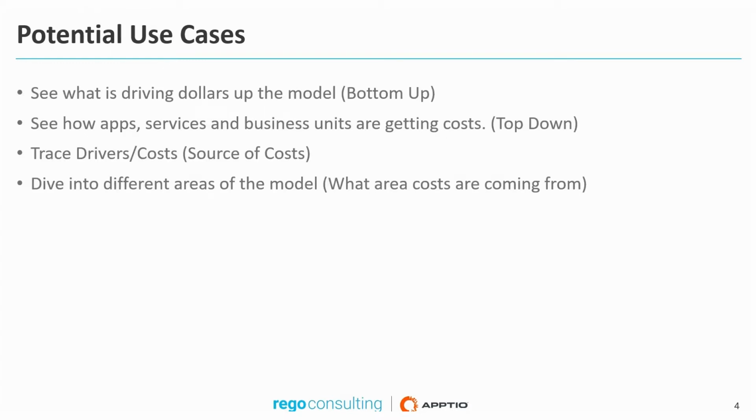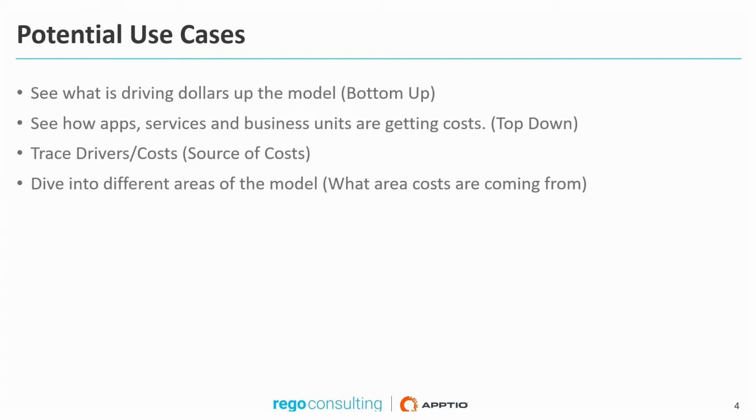Some of the common use cases we see a lot of our clients use this for. The first one being a bottom-up approach. So looking at the drivers or at a cost source and seeing how those dollars flow up the model. The next we see our clients use a lot is going to apps, services, or business units and seeing how they're getting cost. So clicking on a business unit and seeing what's driving cost to that business unit.